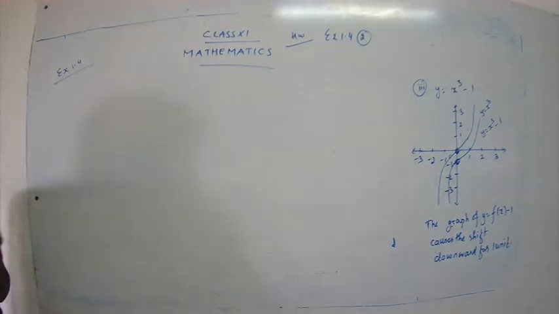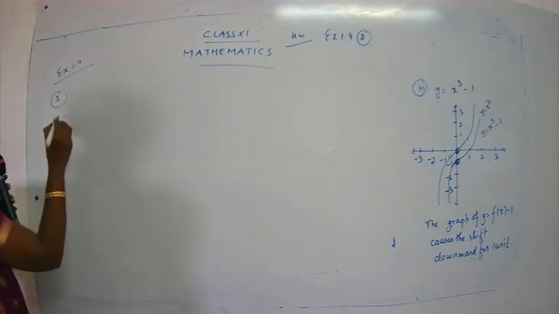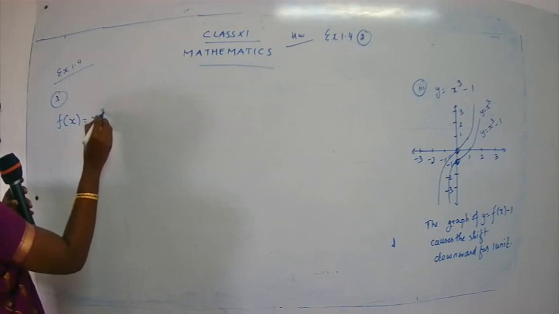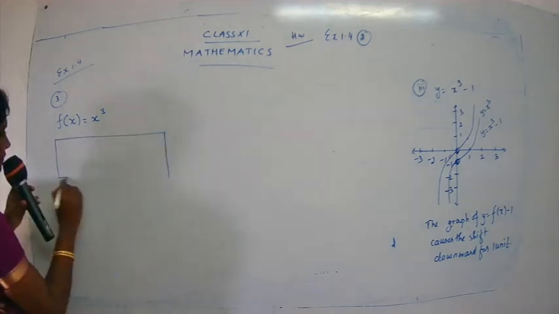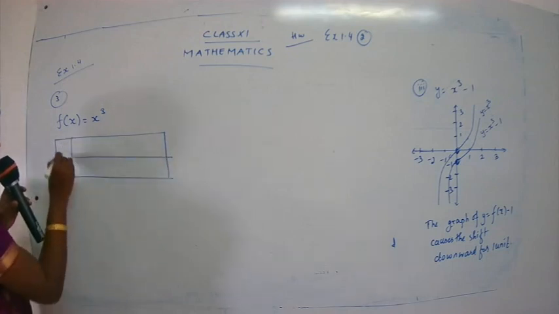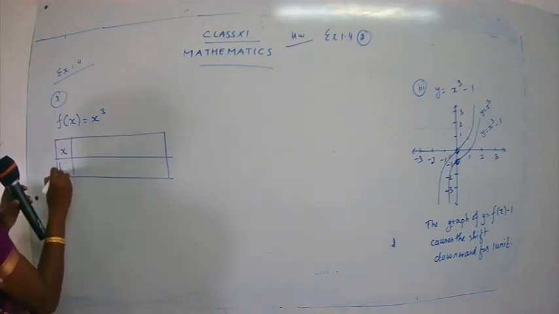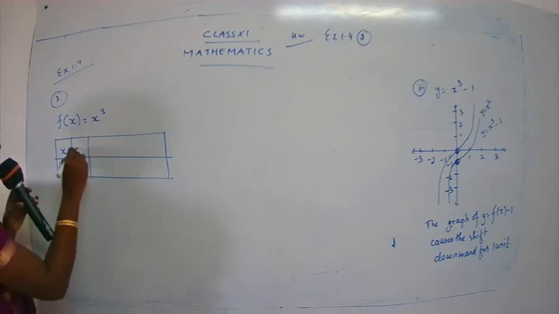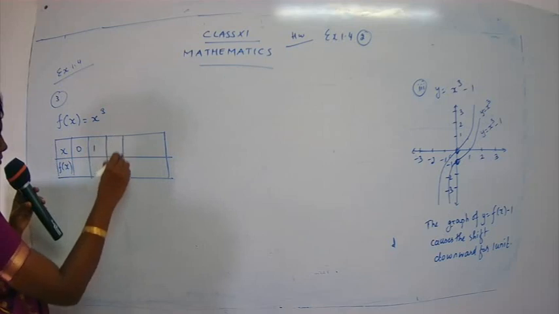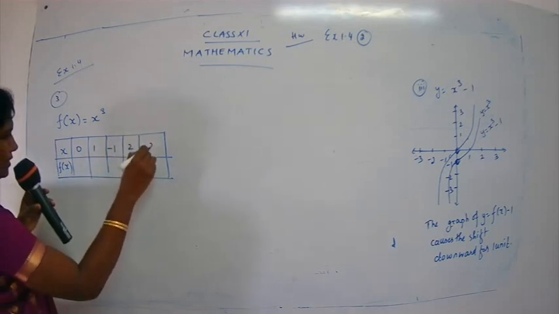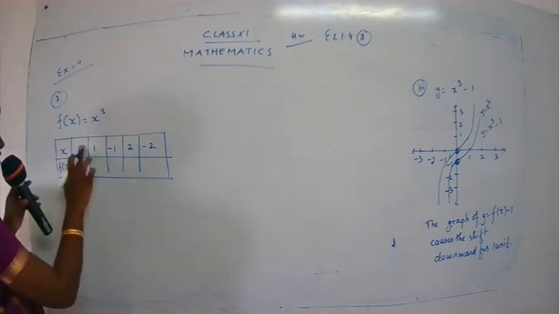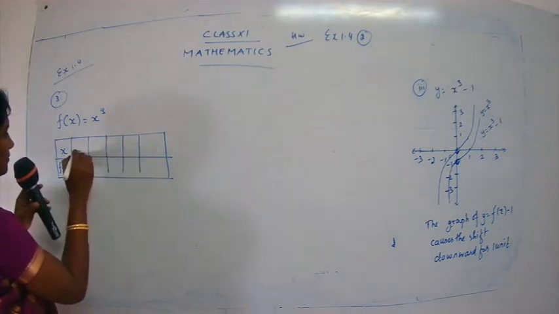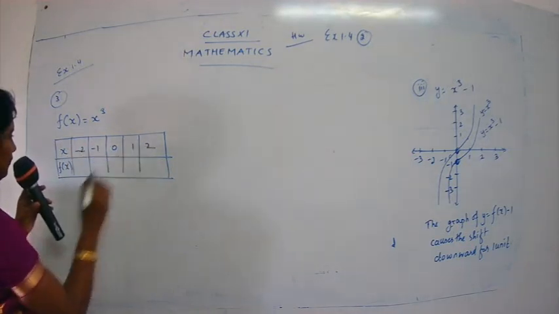Okay, let's start from here. Sum number 3. So first thing is f of x is equal to x cube. Okay, children, I'll just draw a table for this function. So first is x and x cube. I'll take the values for x and I'll get here f of x. So 0, 1, minus 1, 2 and minus 2. Take some values. Or you can arrange it properly like this: minus 2, minus 1, 0, 1, 2.